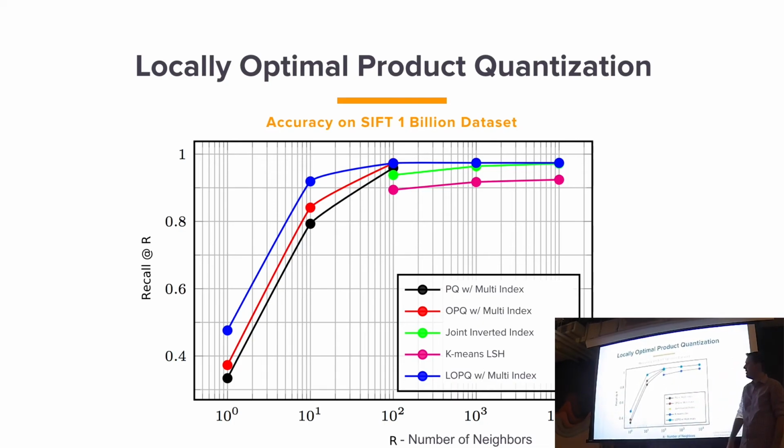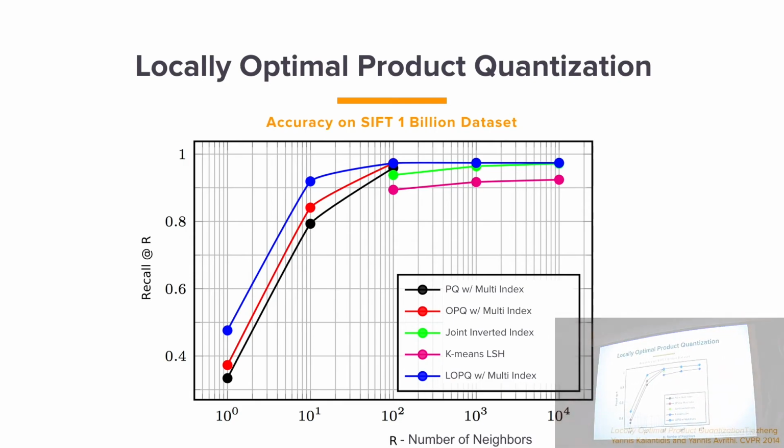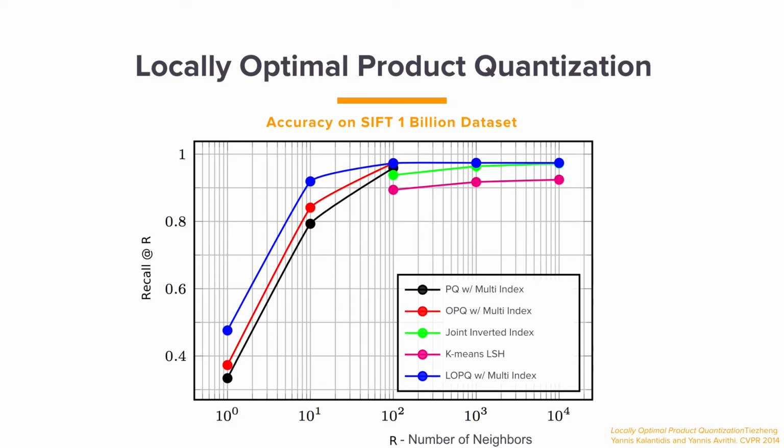Shown in blue there, state-of-the-art results. Awesome. They compared it to optimized product quantization with the multi-index and product quantization with the multi-index. The green, the joint inverted index, is just the product quantization as the coarse quantizer, the paper we saw. And k-means LSH is the leading locality sensitive hashing technique that had the state-of-the-art before. So, fantastic, right? They're higher, to the left. This was pretty exciting. So this is big scale, big data stuff, right?